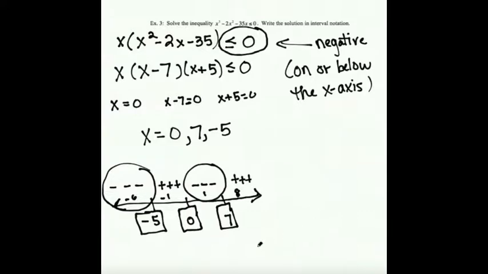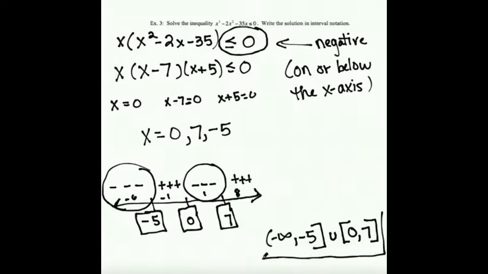So how do I write that in interval notation? Well, this first section is negative infinity to negative 5, and we want negative 5 included. Union, the next section is from 0 to 7, and 0 and 7 are both included. So those are the two areas where this graph is on or below the x-axis.